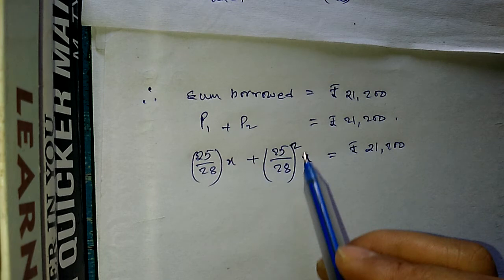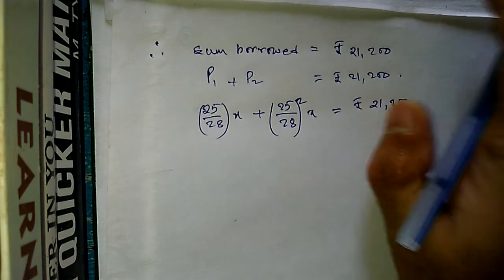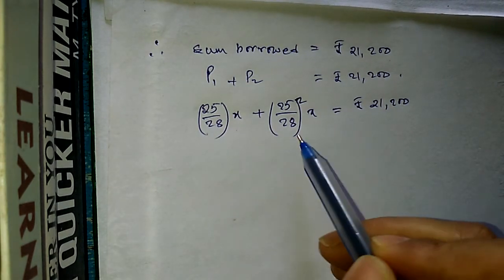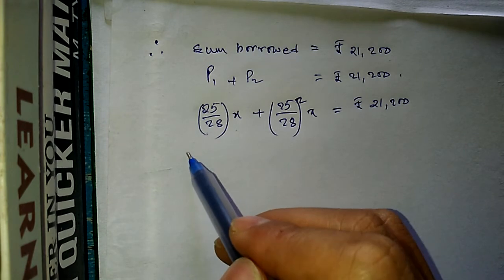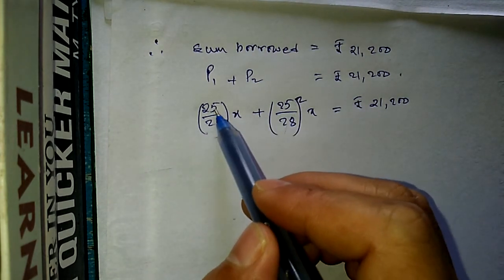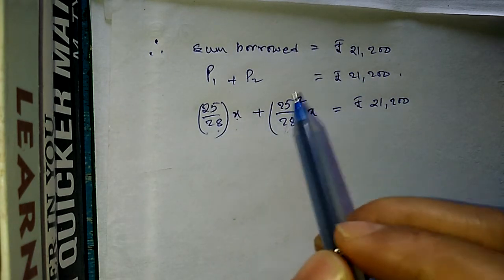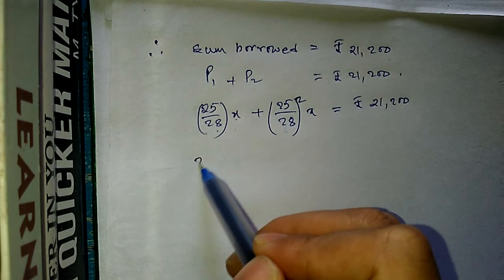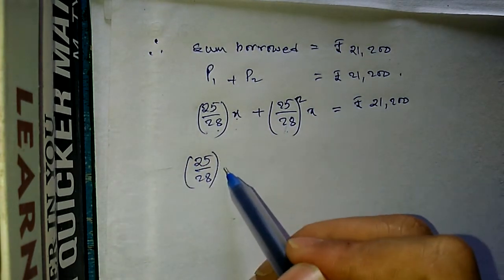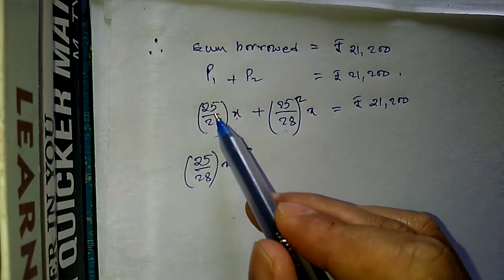Common factors means the factor should be in this term also and here also. Then what will be the common factor? See, since they are exactly the same, 25 by 28 one time will be our common factor. Also, we have x and x, so we can take x as common. Then since this whole term came out as common factor, only one will remain.